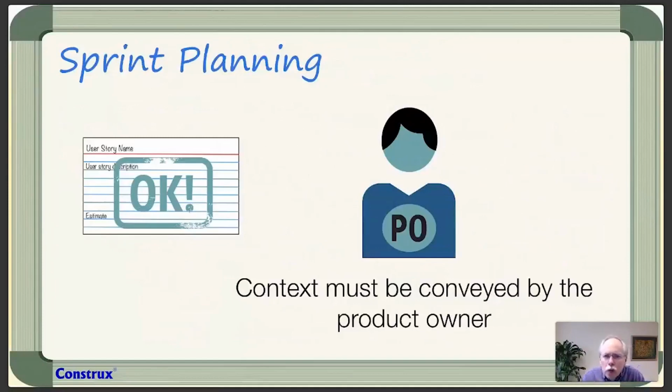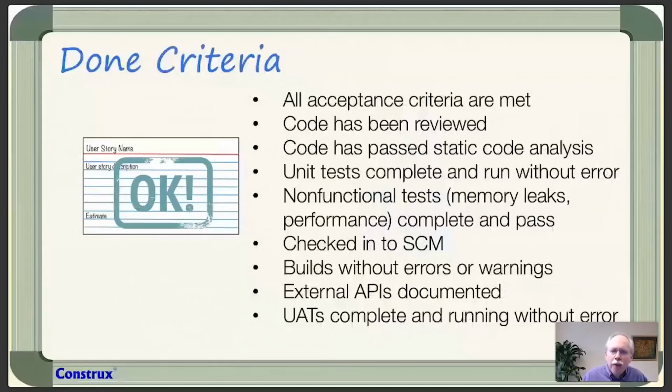So the user story here is bigger than the physical card. It's bigger than the Jira data entry. It's that context that's conveyed by the product owner as well. And then we can drive it to the done criteria, right? Because we have the preferences, we can make sure that we check not only that we meet the acceptance criteria of the consumer, but we meet the acceptance criteria of the team.